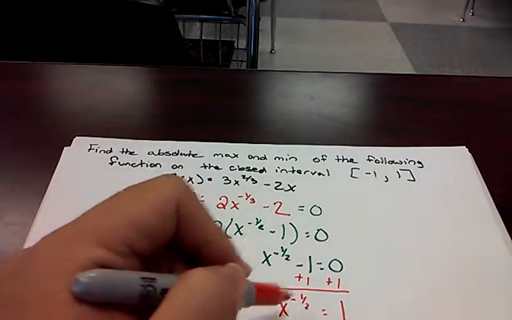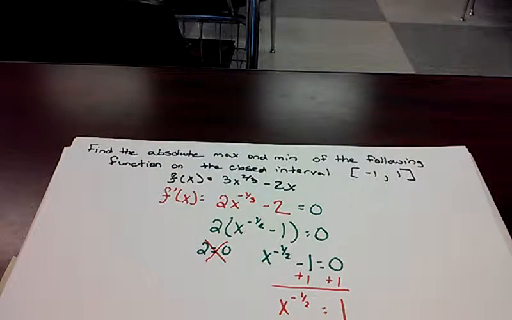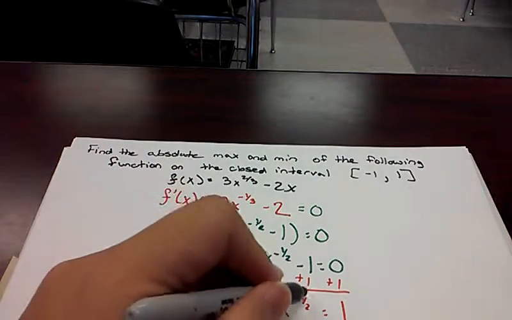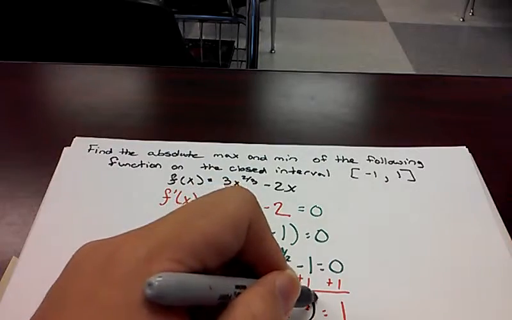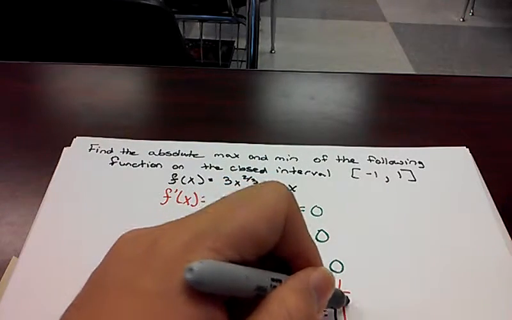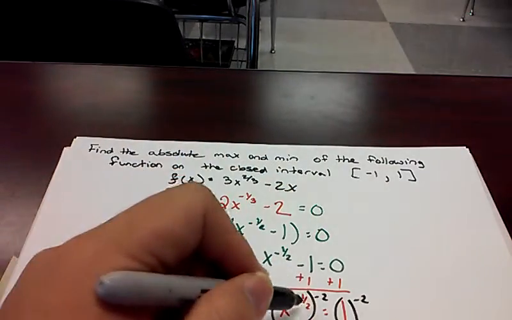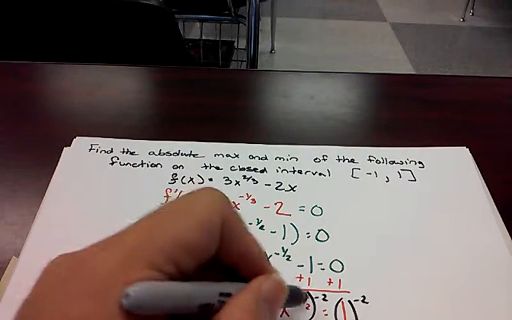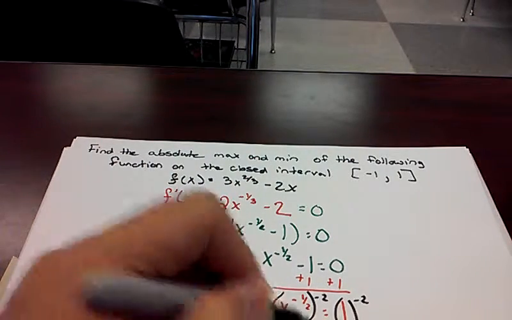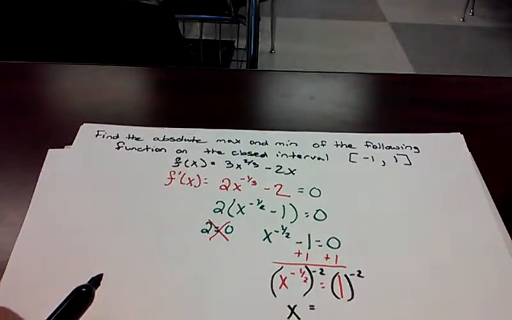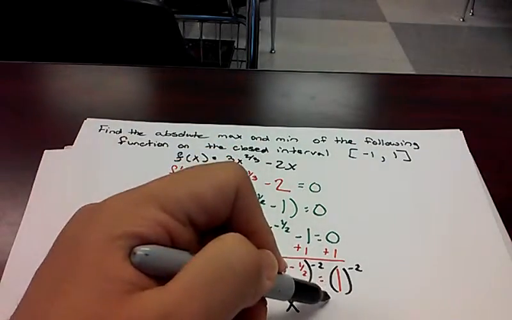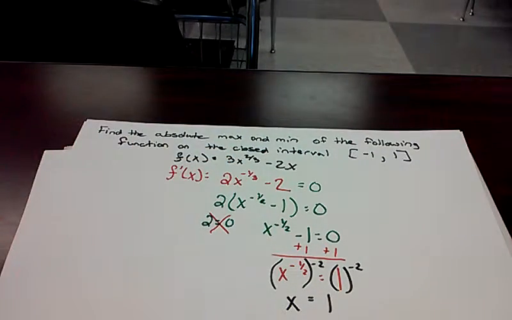And then I can actually simplify this by raising this exponent to the -2. I can raise this to the -2. -1/2 times a -2 is just 1, so that just gives me x. And then 1 to the -2, I can use my calculator, but that also gives me 1. So I have one critical number. My critical number is 1.